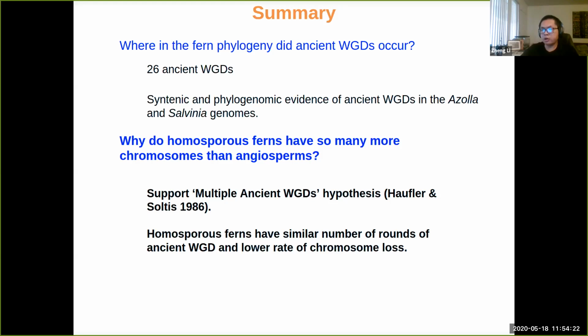And going back to our question: why do homosporous ferns have so many more chromosomes than flowering plants? What we found supports the multiple ancient polyploidy hypothesis first proposed by Haufler and Soltis a long time ago. What we observe is that homosporous ferns have a similar rate of ancient polyploidy and a lower rate of chromosome loss.